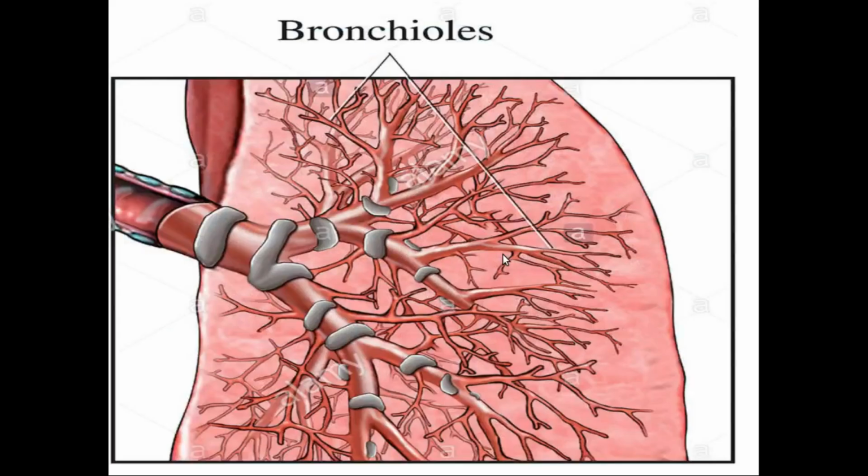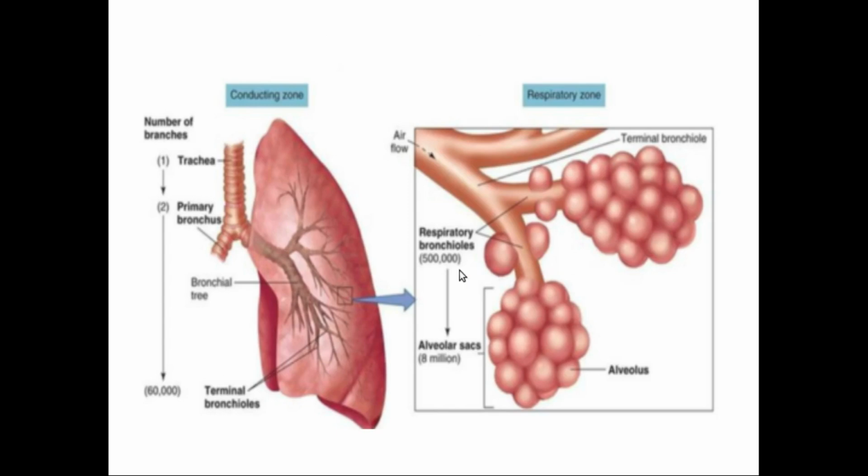The bronchi further divide to form bronchioles. Bronchioles are air passages inside the lungs that branch off like tree limbs from the bronchi. Then each bronchiole terminates to form balloon-like structures called alveoli.